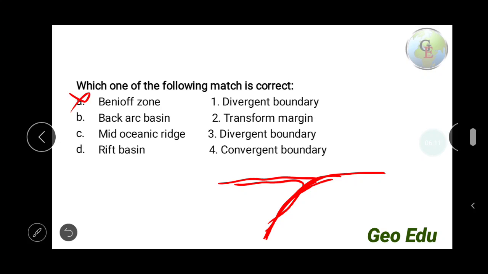So option A is wrong, and option B, back arc basin, is also related to a convergent plate boundary. Suppose this is the arc; on the backside of the arc there will be a basin known as a back arc basin. So this will be the wrong answer. Mid-Oceanic ridge is related to a divergent plate boundary. This is the correct answer, and a rift basin is also related to a divergent plate boundary. As plate divergence occurs, the middle portion of the plate will go down, forming a rift basin. So here the answer will be Mid-Oceanic ridge, divergent plate boundary.